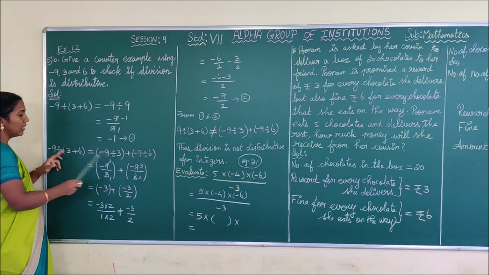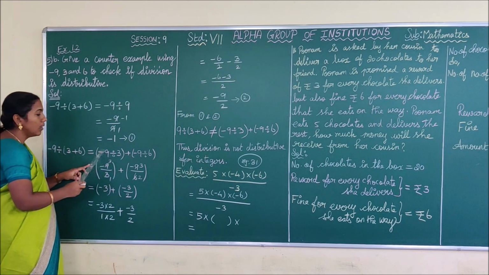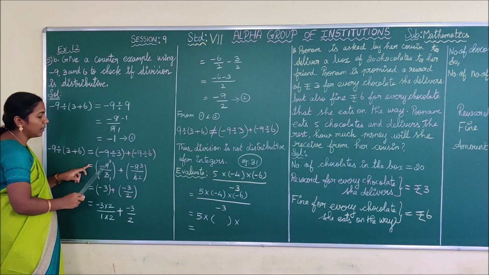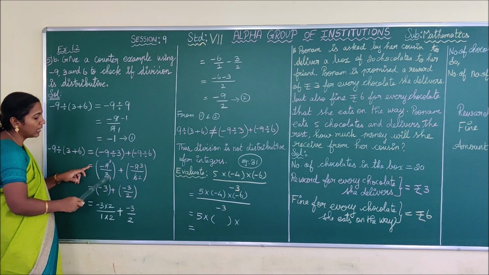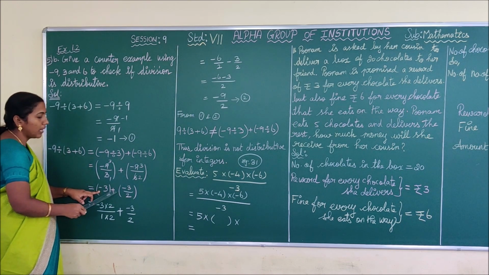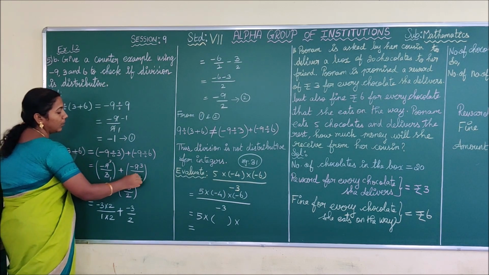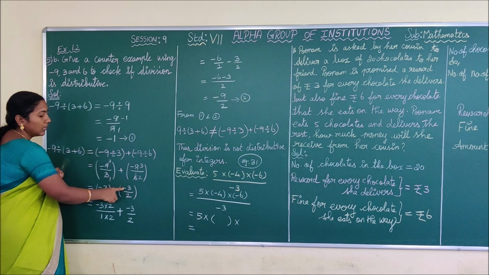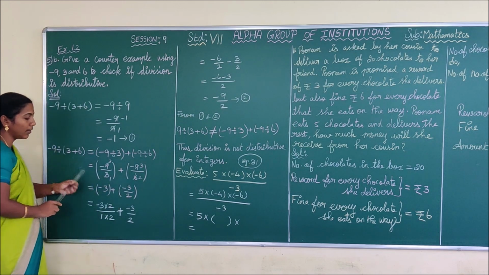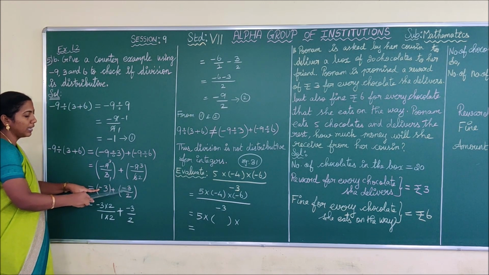Let us check whether it is equal or not. See here, minus 9 divided by 3 can be written as minus 9 by 3. If we cancel, we get minus 3 plus minus 9 divided by 6. So by cancelling the 3 table, we get 2 times 3. That is minus 3 by 2. See here, minus 3 plus minus 3 by 2.